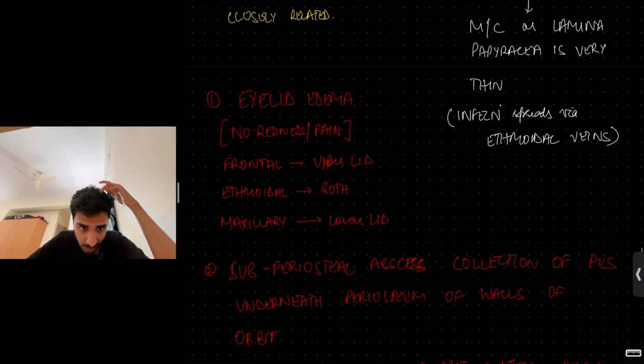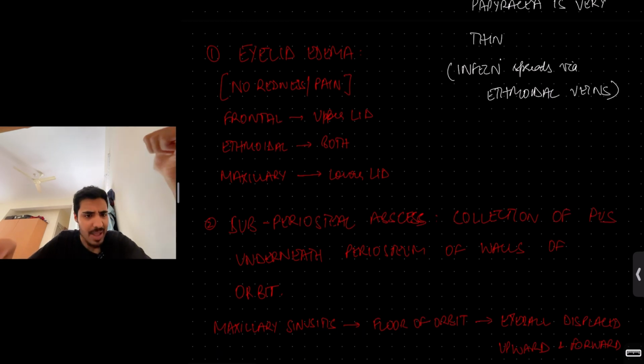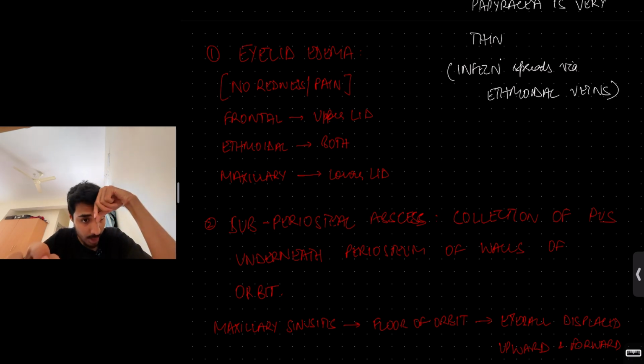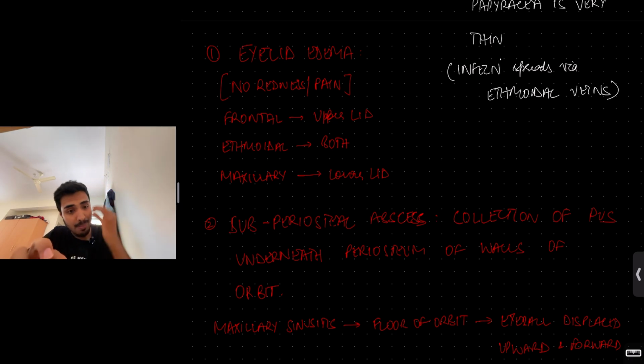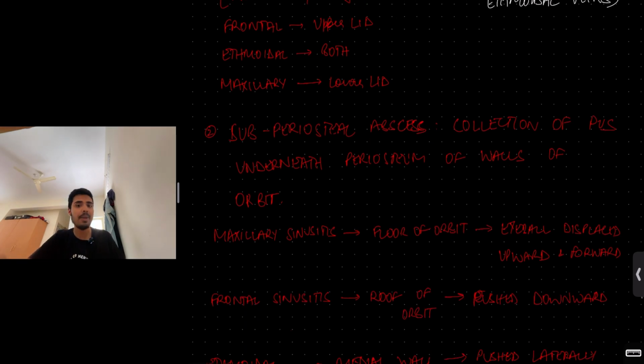So let's look at some of the complications. See, eyelid edema is actually seen in almost every case of sinusitis. There is no redness, there is no pain, just inflammatory edema of the eyelids. Frontal sinusitis means inflammatory edema of the upper eyelid. Ethmoidal means both the eyelids. Maxillary means the lower eyelid. That's it. Simple. Eyelid edema.